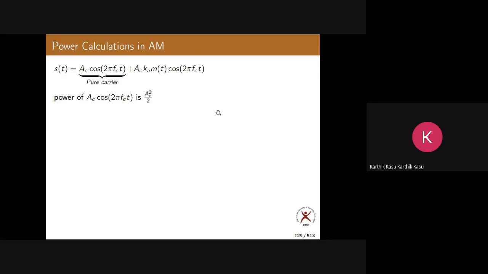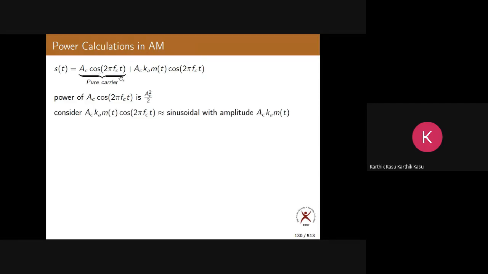Generally, suppose I ask you what is the power of 3 cos 10 pi t? What is the power of that signal? 9 by 2, that is 4.5, correct? Same way, what is the power of this Ac cos 2 pi fct? That is Ac square by 2. So amplitude whole square by 2. Correct?